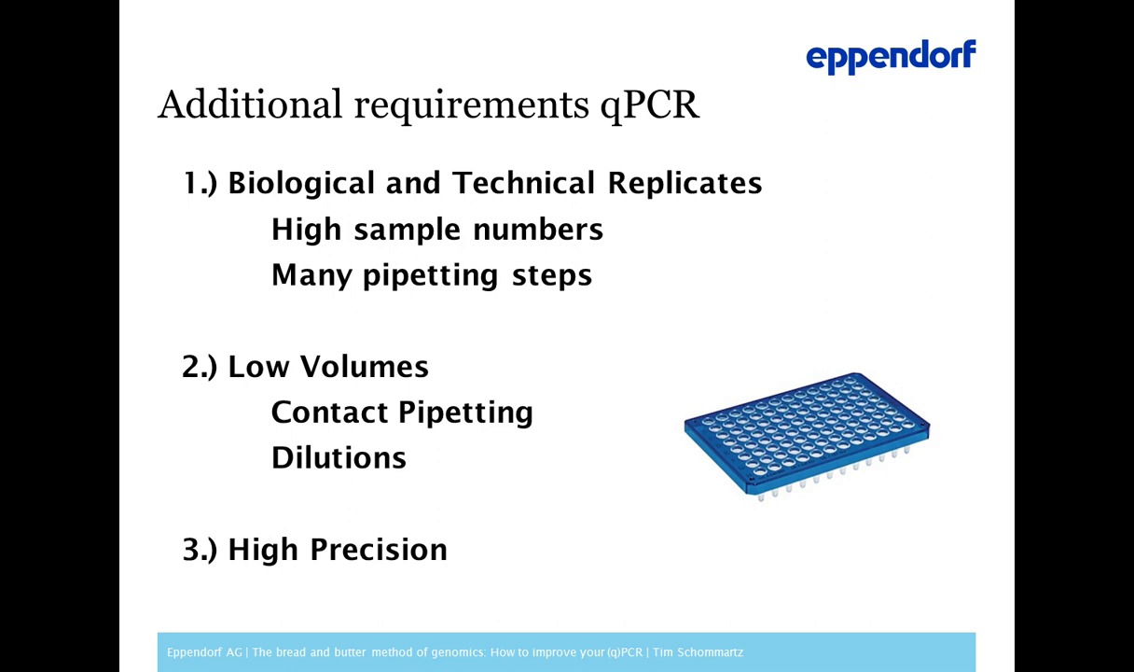So this results in a high sample number and many pipetting steps. Sometimes you're also required to work with low volumes. In order to account for low volumes, I would recommend to either do contact pipetting, so anything below, let's say, 1 microliter, I would recommend to pipette with liquid contact. So put, let's say, your master mix first, and then add your sample, which is of low volume, directly into that existing liquid in your plate or tube.